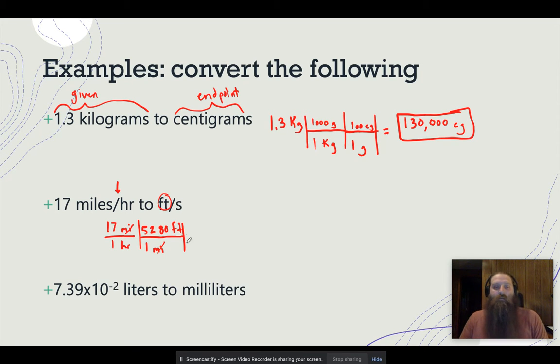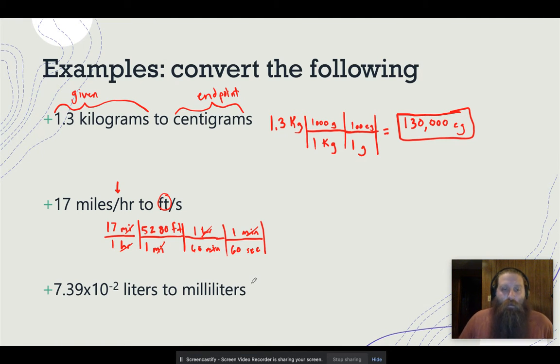All right. I need to get seconds on the bottom there. Right now I have hours on the bottom. So since it's on the bottom, I need to cancel it out. So I know that 1 hour has 60 minutes. That gets rid of hours, right? Hours on top, hours on bottom cancels out. And we know that 1 minute has 60 seconds. So now minutes on top and bottom cancels out. So now I have units that have not canceled: feet on top, seconds on bottom.